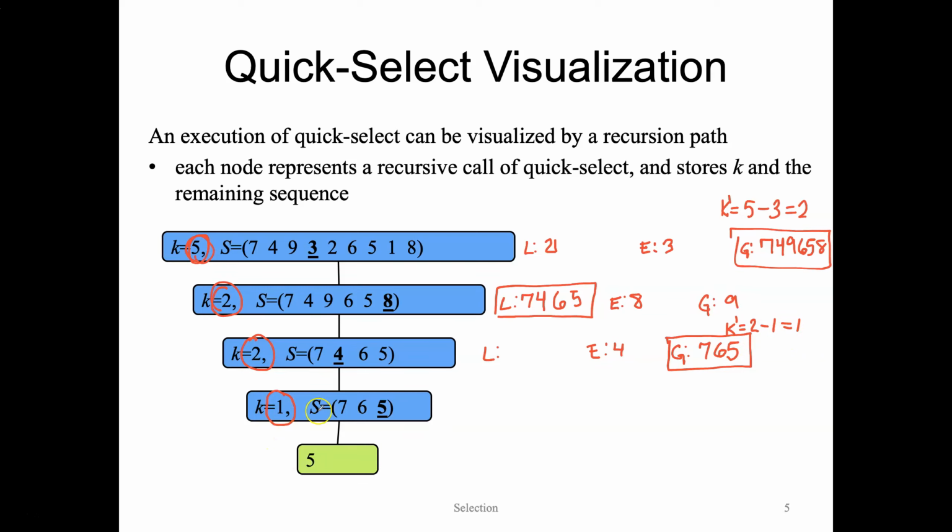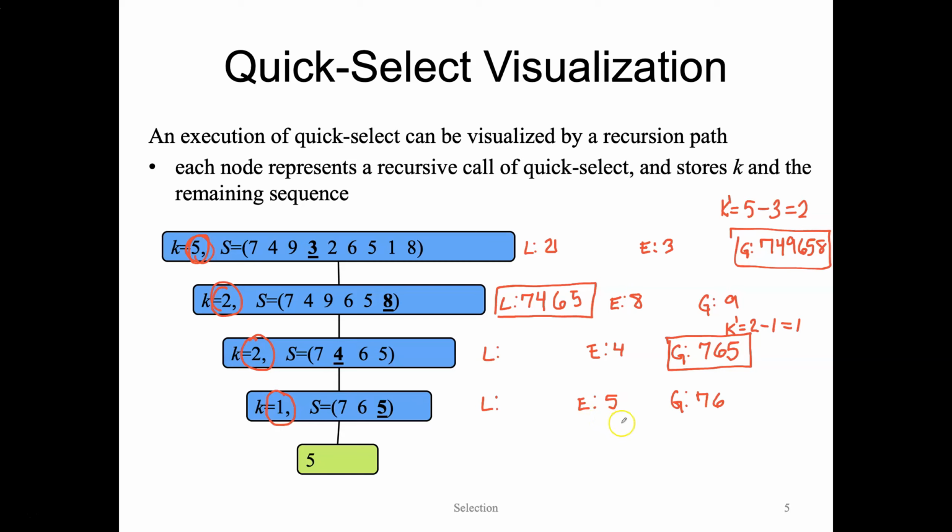Okay, so now that we're in the sequence S, we pick a random pivot. Let's say we just happen to choose randomly 5 as our pivot. So we break up our sequence now into everything less than, equal to, or greater than 5. One by one, we've got 7 and 6 are greater than 5. 5 is the only one equal to 5. We're looking for the first smallest item.